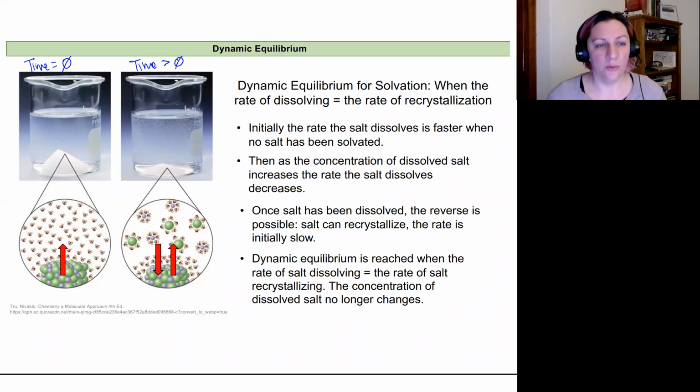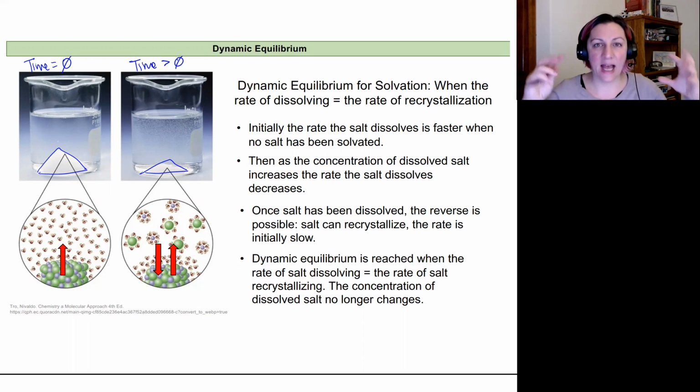So initially, when we just dump some salt, and this is sodium chloride in our example, if we look at these two pictures on the screen, right away when we dump it in at time equals 0, we have a lot of solid right at the bottom of our beaker. And over time, that gets smaller and smaller until we have a much smaller pile. What's initially happening is we have a very high rate of dissolving because we have a big pile of solid and absolutely none of those ions are in the water. The water comes in and starts surrounding our ions, so it'll dissolve faster once we initially add it.